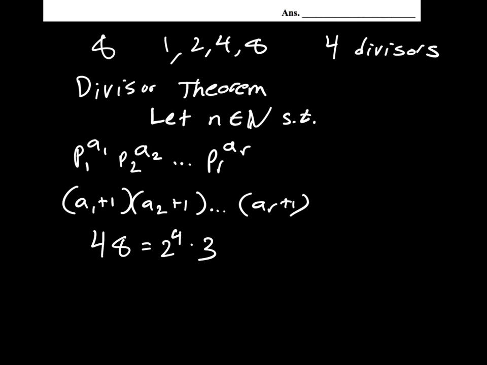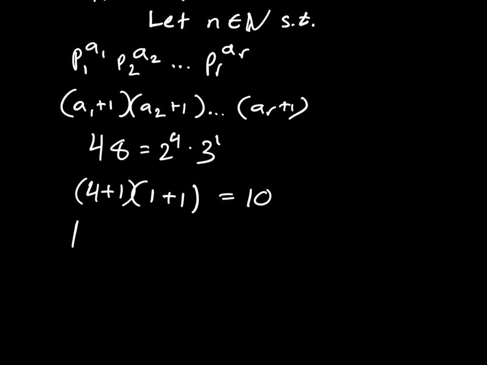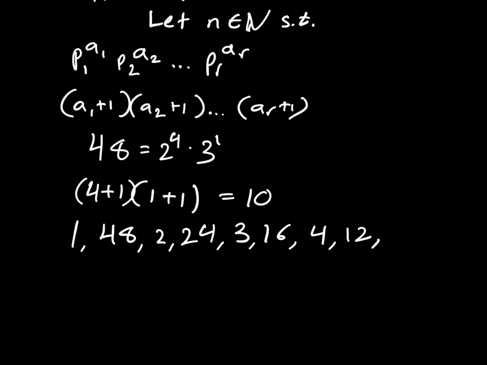Using this theorem, it should have 4 plus 1 times 1 plus 1 factors, which is equal to 10. So if you write out 48's factors, you'd get the list, so it has 10 factors, which does match up with what the theorem predicted.